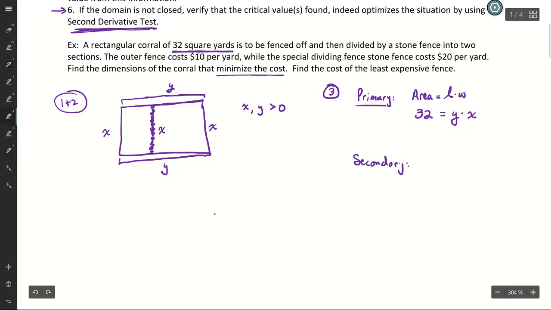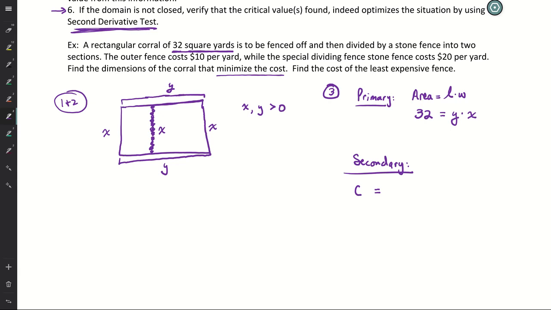The secondary equation is always the thing that you're trying to maximize or minimize. We're trying to minimize the cost. And so on this one, we're going to call it our cost function. So I'm going to use C and then equals, and then try to figure out how to come up with that function. So it says that my outer fence costs $10 per yard.